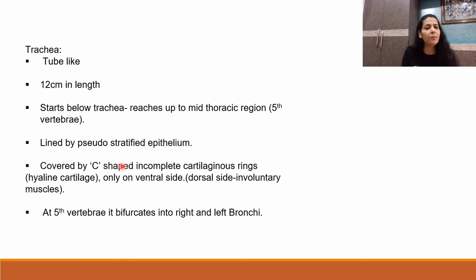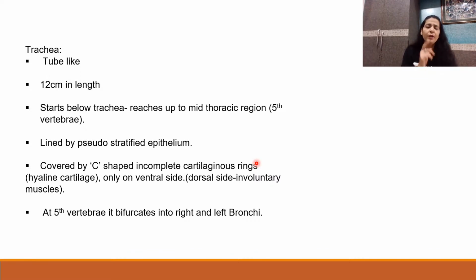Now, one very important aspect. It is covered by C-shaped cartilaginous rings. So this tube-like structure is covered by C-shaped cartilage. Why C-shaped? So that dorsally they are not complete. They do not touch each other dorsally. It's present only ventrally. That's because this is just the tube-like structure. From where will it get strength to remain upright? It has to remain upright all the time, lifelong, till your last breath.